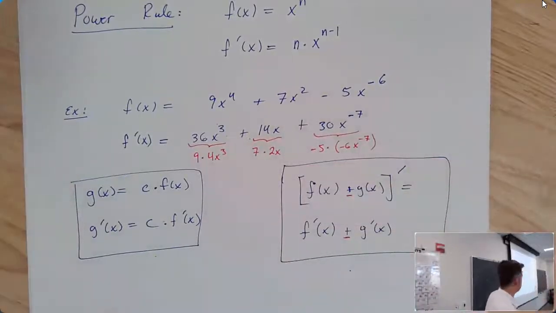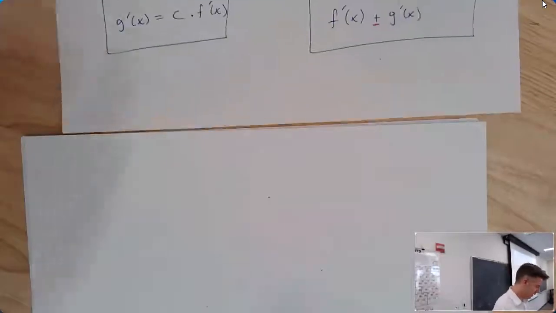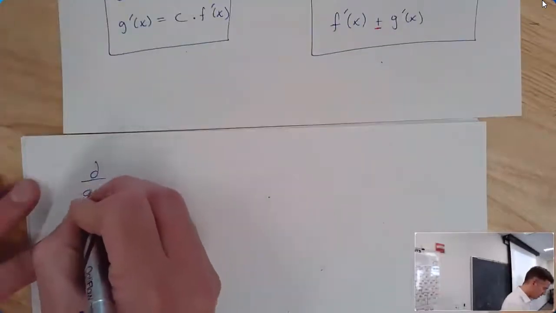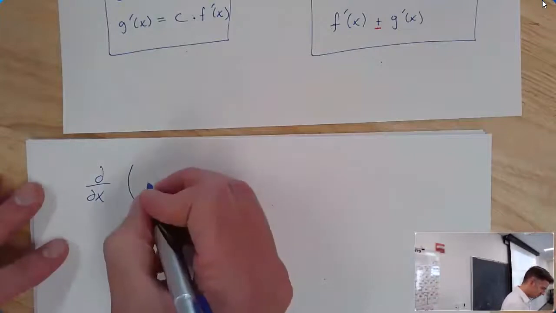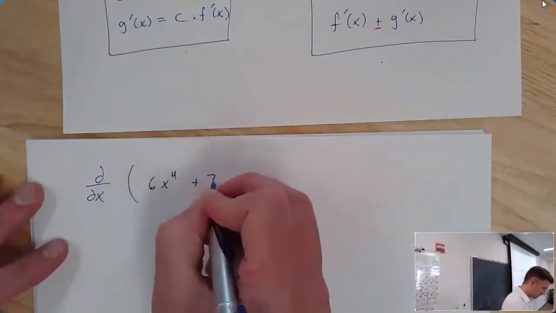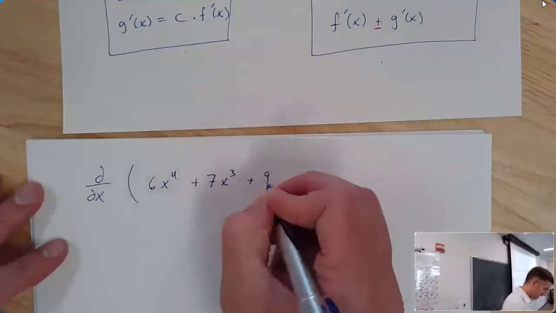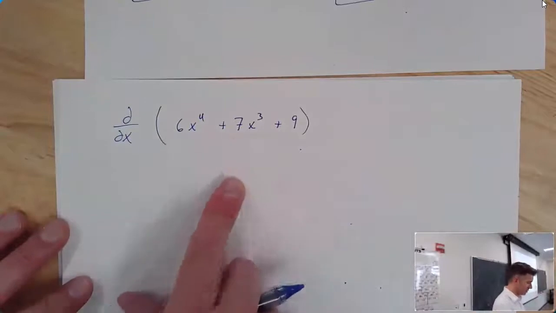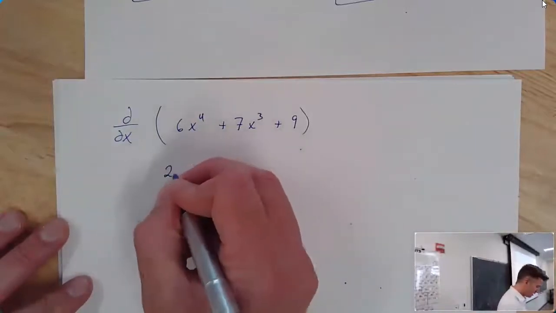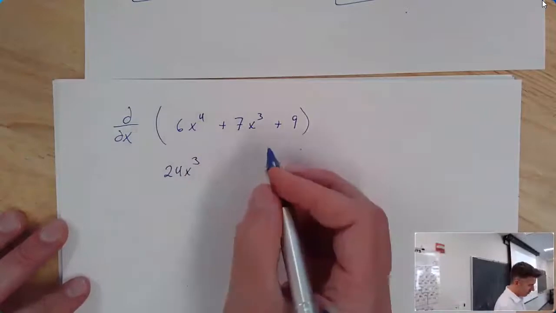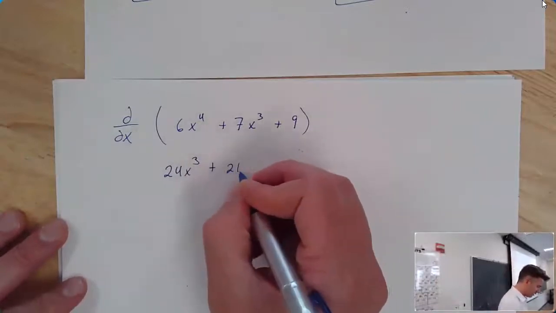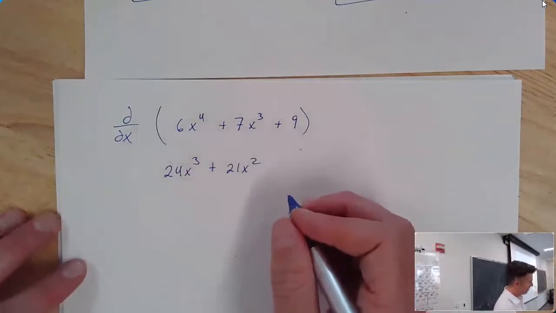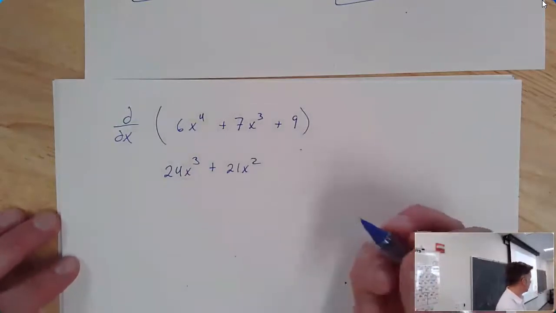So these are two rules we use all the time that we never really think about using. For example, if I wanted to find the derivative of 6x to the fourth plus 7x to the third plus 9, I'm just going to use those rules. I know that I can take the derivative of each one of these. The 4 comes down and multiplies the 6, 24x cubed. The 3 comes down and multiplies the 7, I get 21x squared. And oh, derivative of 9. It is 0. Why?